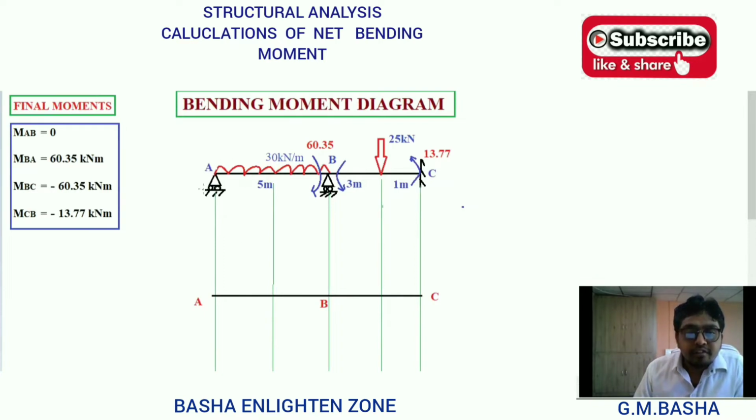See here, final moment MAB will be equal to 0. Then MBA will be equal to 60.35 kilonewton meter, which is positive here. For positive, always you have to take clockwise moment, and for negative, you take anti-clockwise moment. That is the reason I am applying a clockwise moment for BA and an anti-clockwise moment for both spans BC and CB, with values of 60.35 kilonewton meter and 13.77 kilonewton meter.